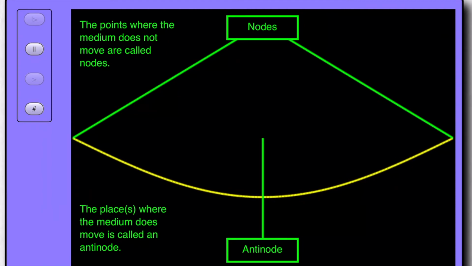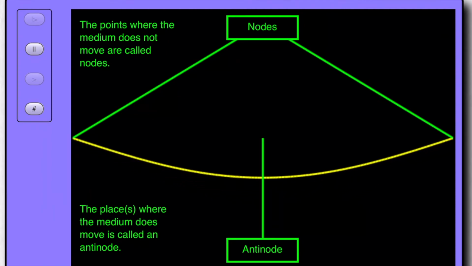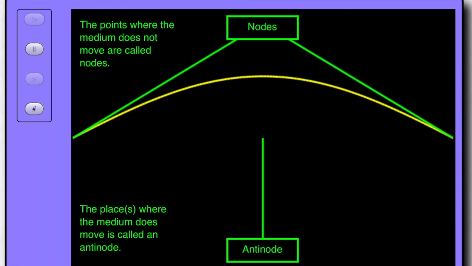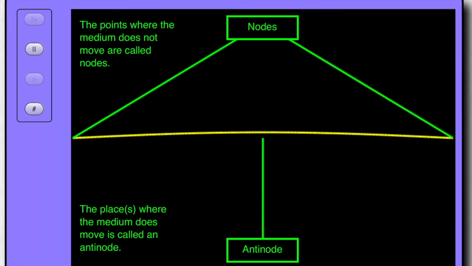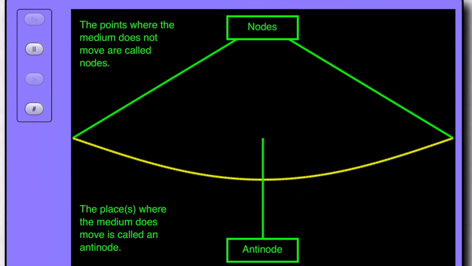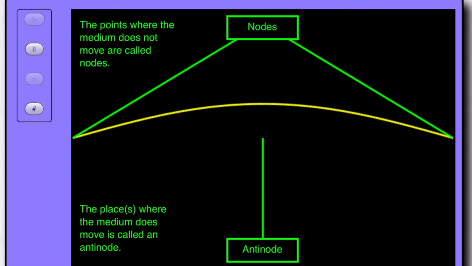Now, standing waves only occur at certain frequencies. This pattern with one antinode occurs at what we call the fundamental frequency, which is the smallest frequency of wave that will cause a standing wave pattern to occur on a string fixed at both ends.